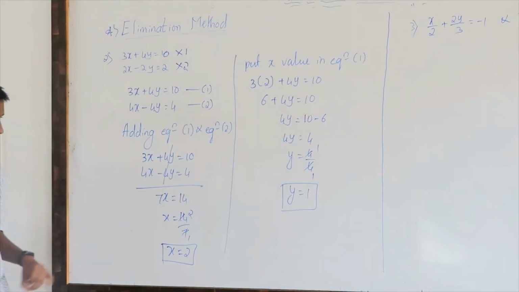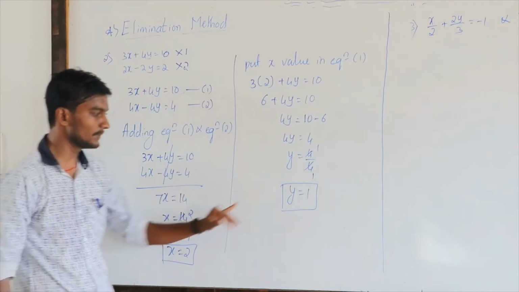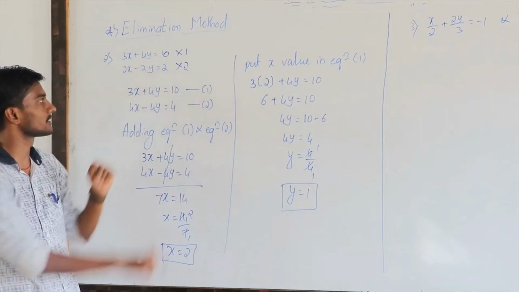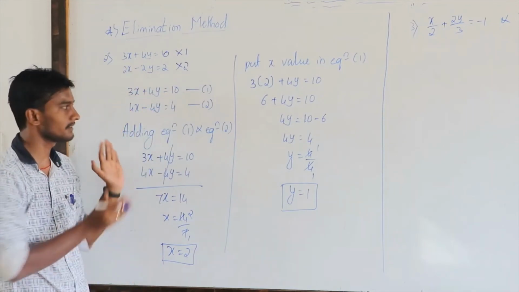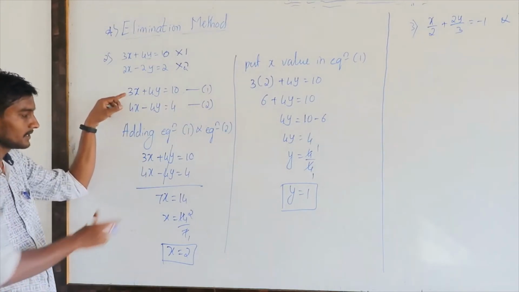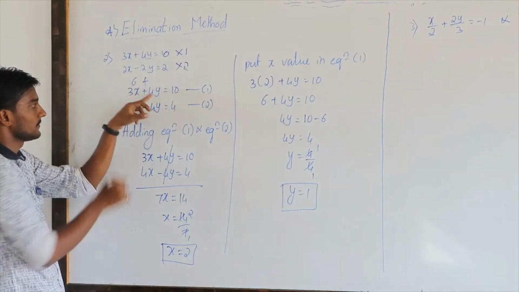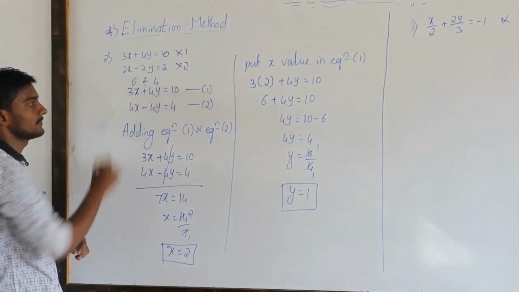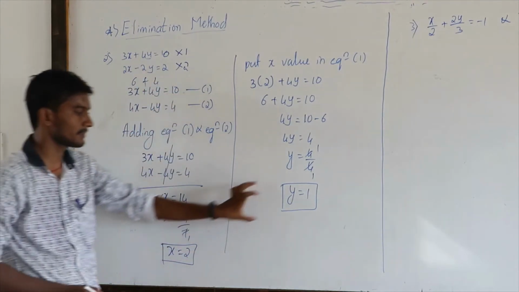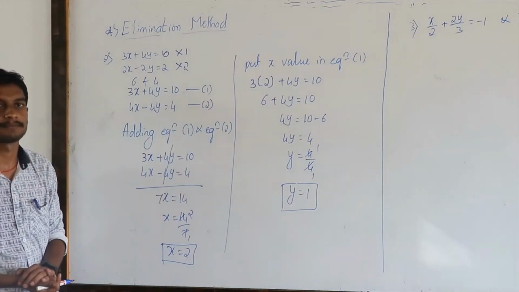So now let us verify whether we have got the correct answers or not. X is 2, y is 1. If you put this x value and y value in any one of the equations, here or here, check whether you are getting the same LHS and RHS or not. 3 into the x value, which is 2, 3 twos are 6, plus 4 into the y value, which is 1, 4 ones are 4. 6 plus 4, what are you getting? 10. So the answers we have got are correct. This is by the elimination method. Okay, students.